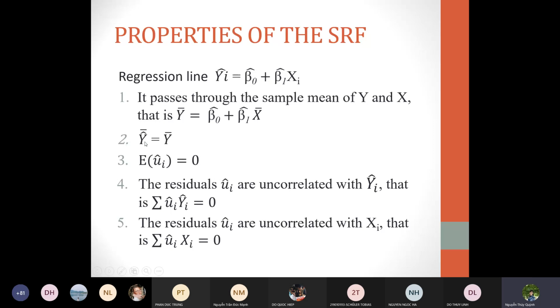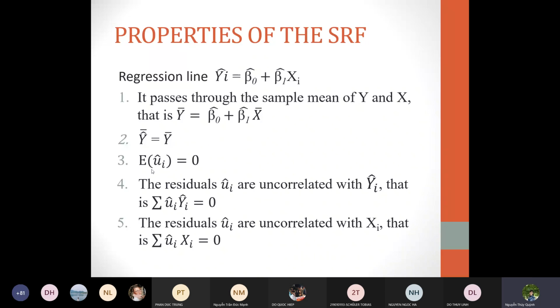Another point is that the average of all the fitted values of y, for each value of x you can have a corresponding fitted value of y, and the mean of those fitted values of y is equal to the sample mean of y. And this also means that the average value of the residuals is equal to 0.